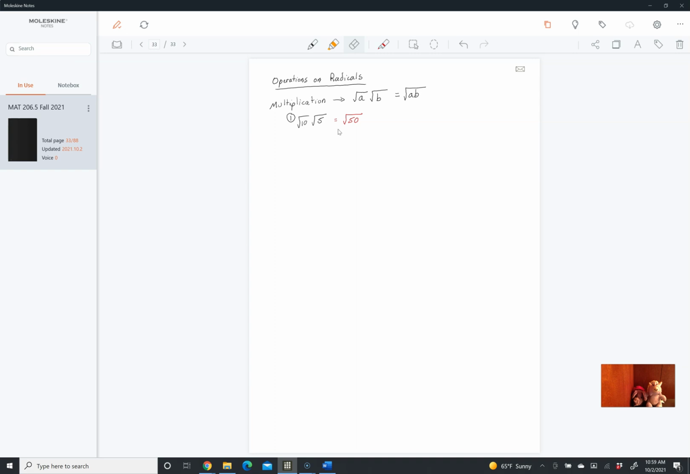So square root of 50 is the same thing as square root of 5 times the square root of 25 times the square root of 2. And we know that the square root of 25 is 5. So this is just 5 times the square root of 2. There are different ways of doing this. Here we multiplied first and then we simplified. We could theoretically simplify first.